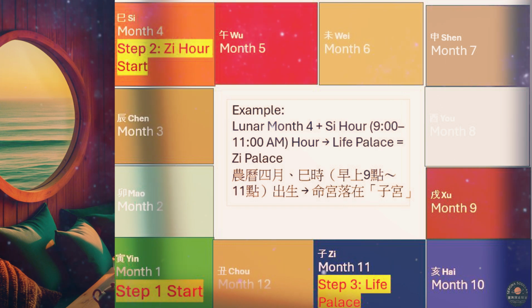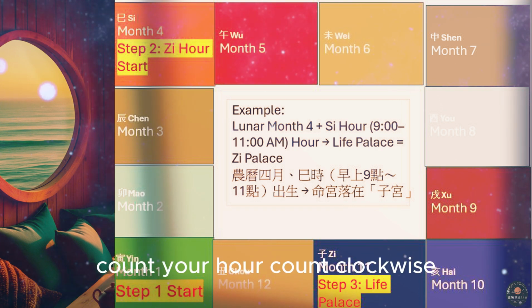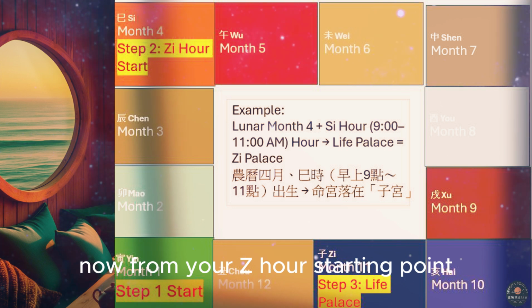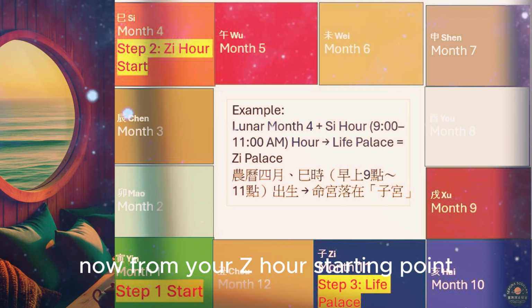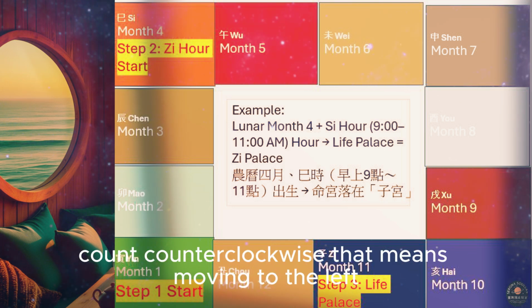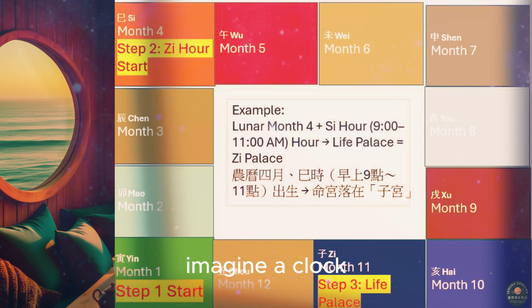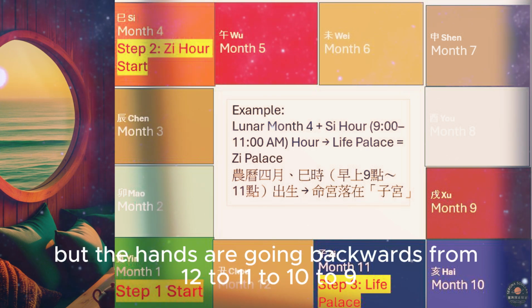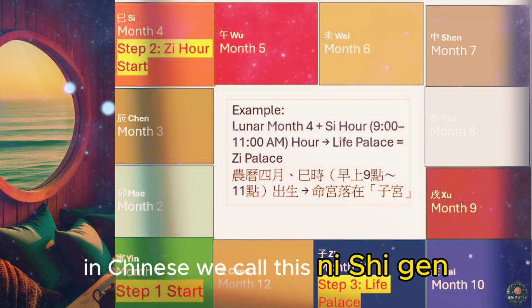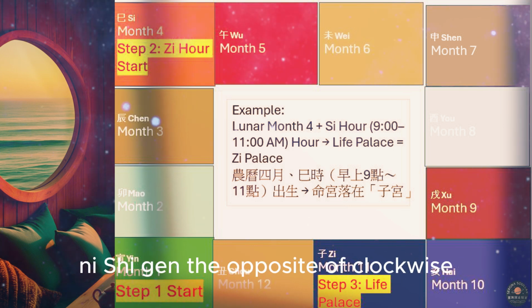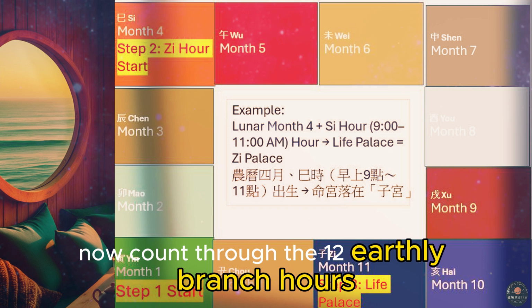Step 2. Count your hour counterclockwise. Now, from your Zi hour starting point, count counterclockwise. That means moving to the left, or in the opposite direction of a clock. Imagine a clock, but the hands are going backwards, from 12 to 11 to 10 to 9. In Chinese, we call this ni shi zhen, the opposite of clockwise. Now count through the 12 earthly branch hours.